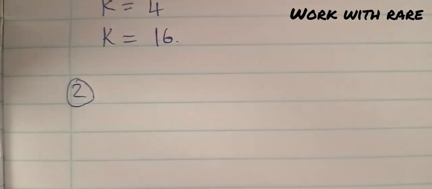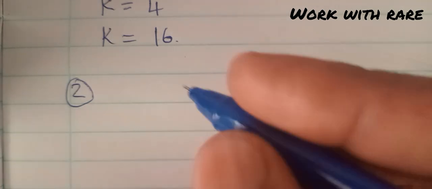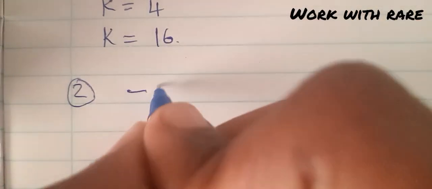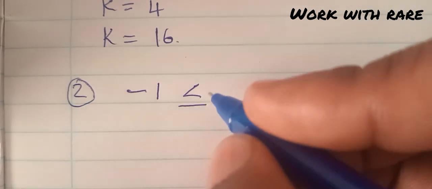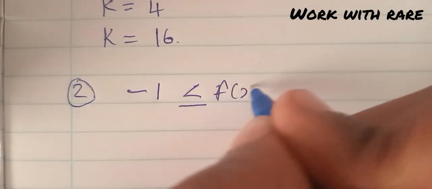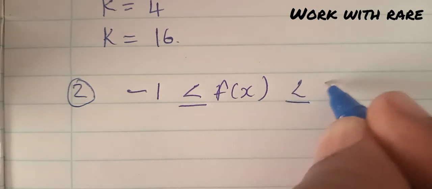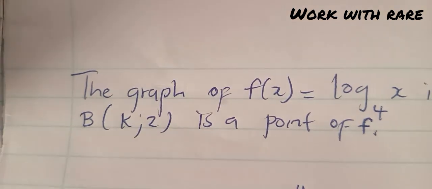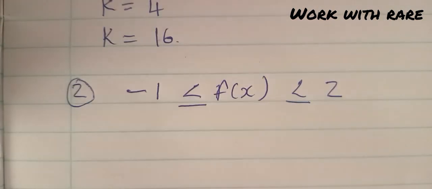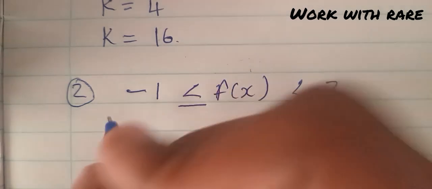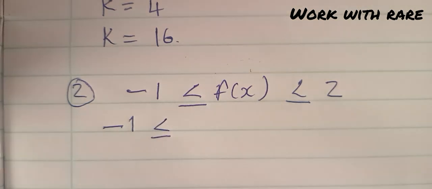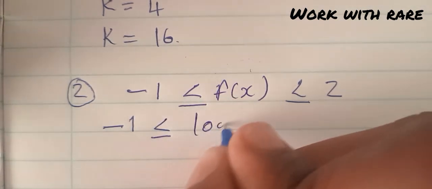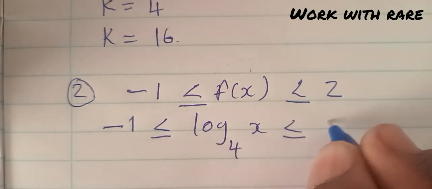Okay, so now remember, we have to determine the values of x for which -1 is less than or equal to f(x), which is less than or equal to 2. Remember, our f(x) is log base 4 of x. We don't change it. So now I will write everything, but here I will write the original function: -1 is less than or equal to log base 4 of x, which is less than or equal to 2.